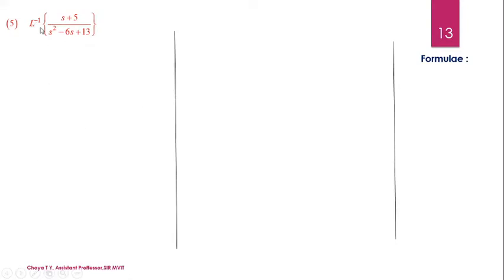The problem is to find the Laplace inverse of (s + 5) by (s² − 6s + 13). See, obviously this is not of any kind of the formulae that we have considered in the table of formulae for inverse Laplace transform for basic functions and also inverse Laplace transform for the properties. So what I have to do? Consider the denominator, rewrite the denominator first and then simplify with the numerator.